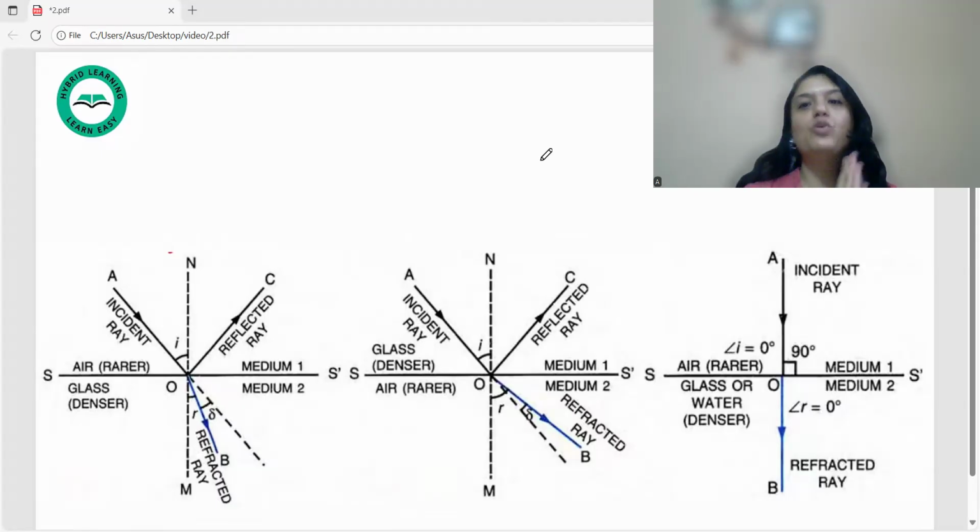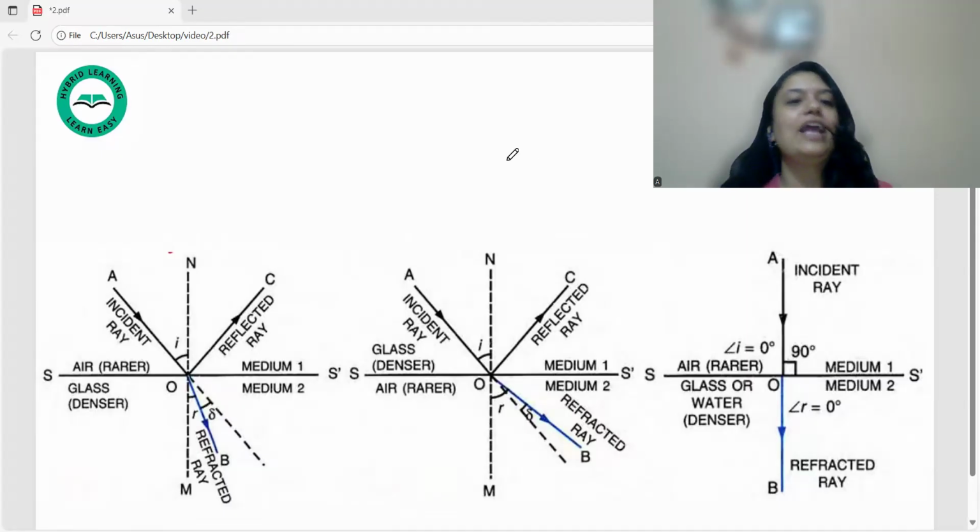So, today we are going to talk about a topic that is refraction of light. Now, this topic is very important for all the students who are studying for ICSE and CBSE grade. So, let's get started. Here, the three basic ray diagrams I'm going to talk about today.